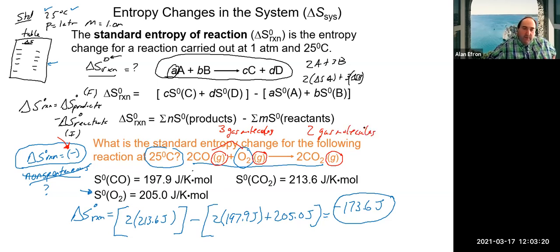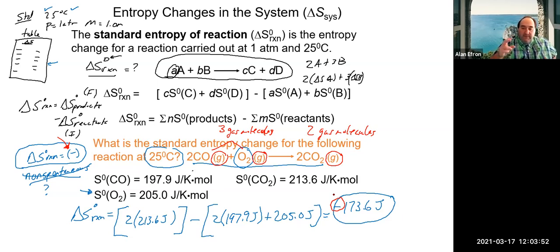So what does that mean? If you just want to visualize it, you have 3 gas molecules flying around, and then you get down to only 2 gas molecules flying around. So fewer gas molecules flying around means less disorder, more order, and that means we would predict that this should result in a negative delta S value. Question on that?